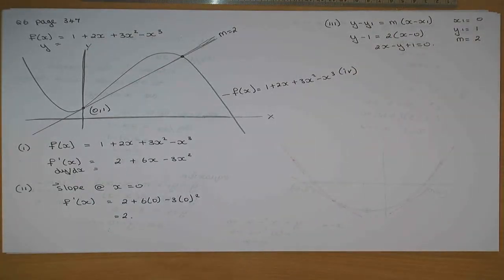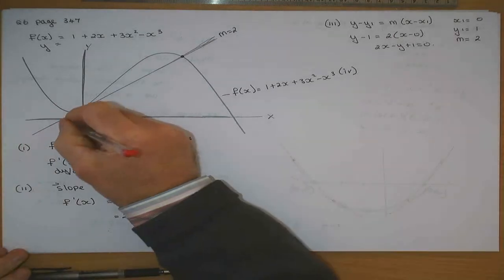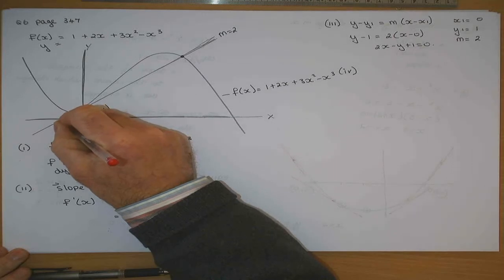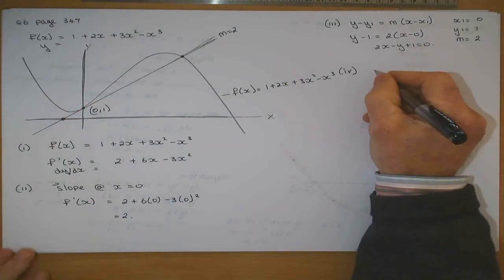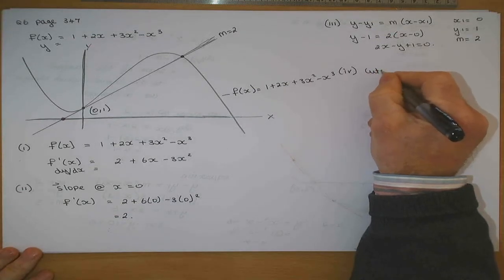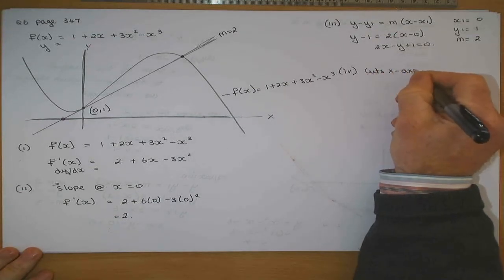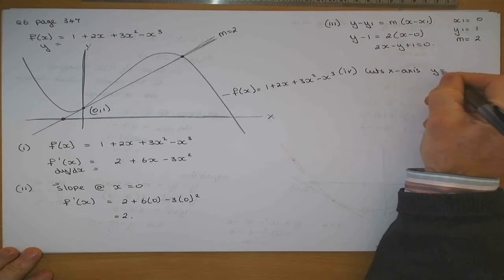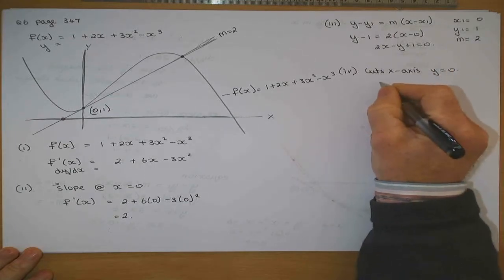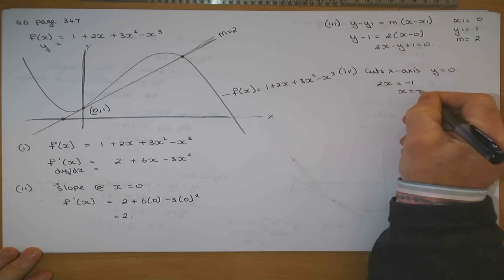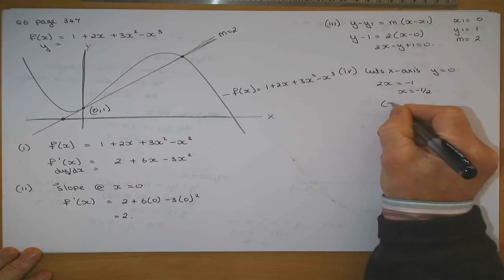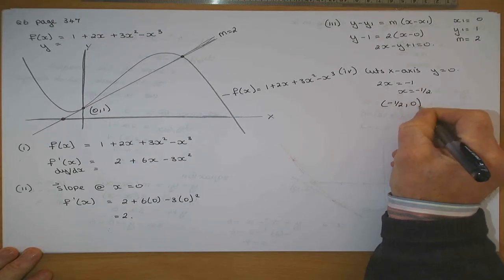Find the coordinates of the points where this tangent intersects the x and y axis. So I want that point, but I also need that point. I know where it cuts the y. How will I find out where that line cuts the x-axis? So where it cuts the x-axis, what do I know? y is equal to 0. So 2x is equal to minus 1. x is equal to minus a half. So that's the point minus 1/2, 0.